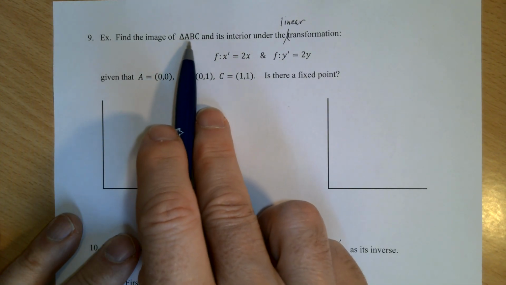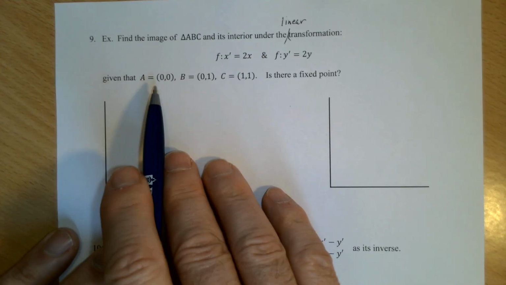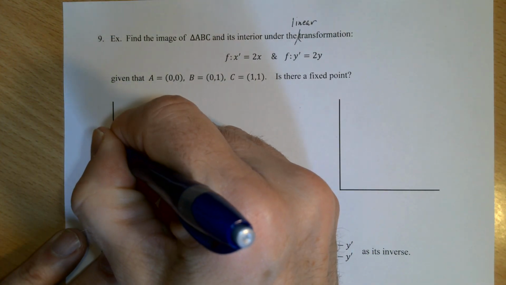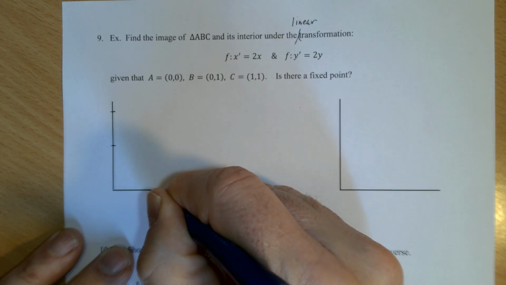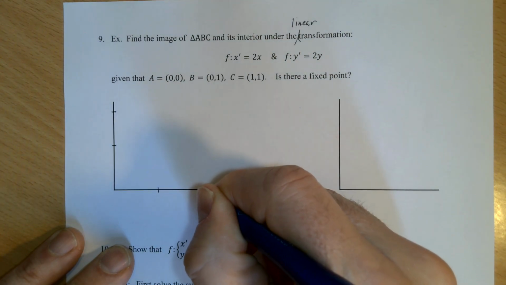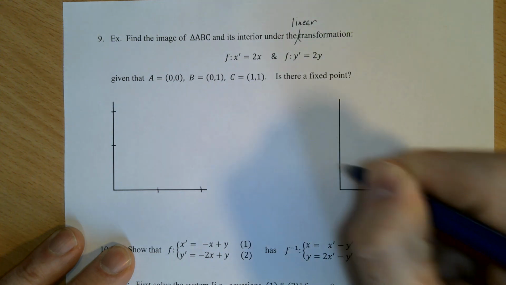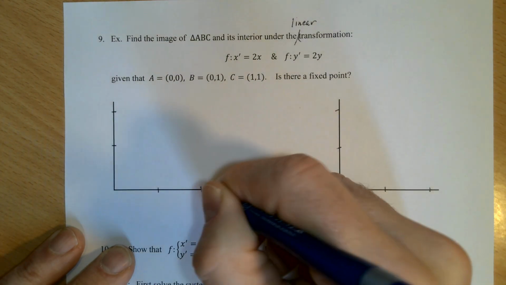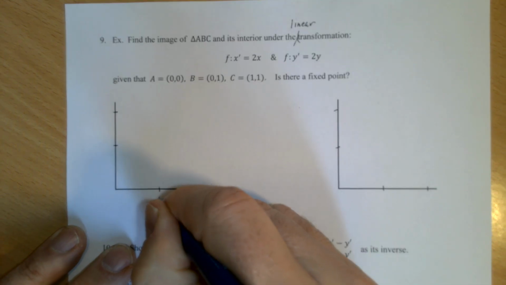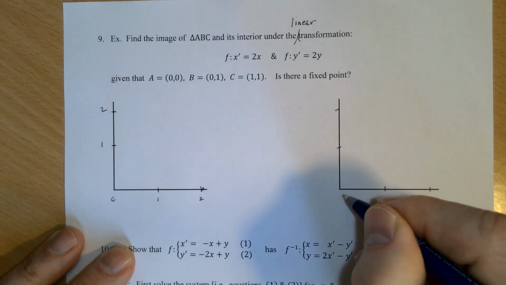Given that the vertices of the triangle ABC are here, let's do this. Roughly an inch here. We need to go up 2 and to the right 2. 1, 2, 1, 2.